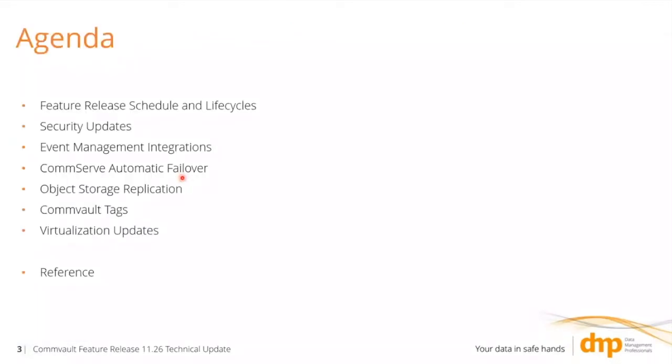Like in every webinar session regarding the future releases, we have a schedule and lifecycle update. We have security updates topics, event management integrations, ComServe automatic failover, object storage replication, Commvault tags, and some virtualization updates. And the last slide is just a reference slide where you can find the additional information. The presentation will be shared with everybody who joined the session later via PDF. So all these slides, etc., will be made available for you as well.